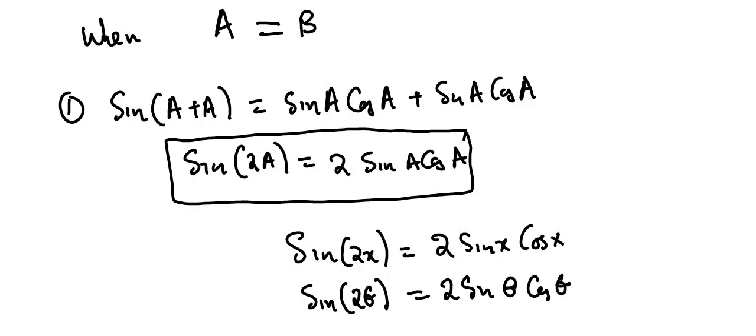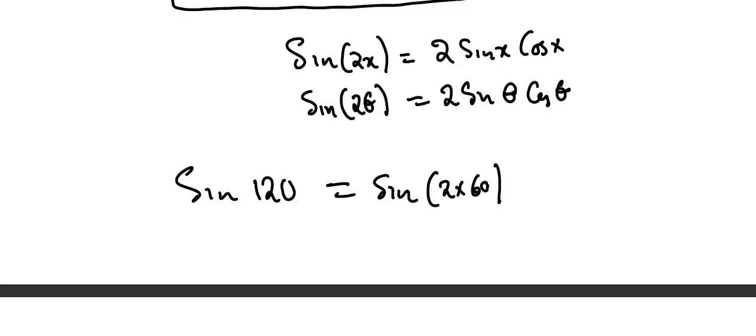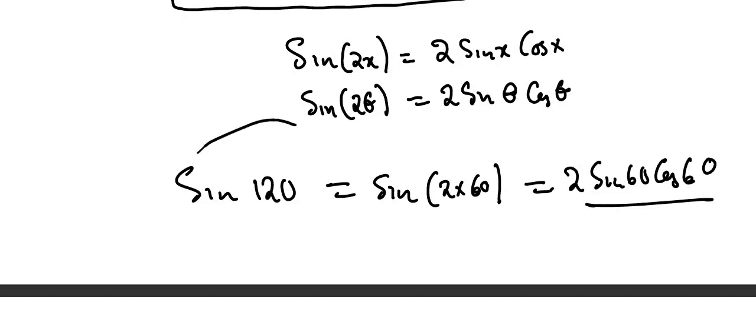Yeah, so some people will be using x, some will be using a, some will be using theta. It's the same thing. So if I give you sine 120, instead of being troubled that there's no special angle that gives 120, you know 120 is the same as 2 times 60. So this is the same as 2 sine 60 cos 60. You get this answer. That's the answer for sine 120. Hope this is okay.